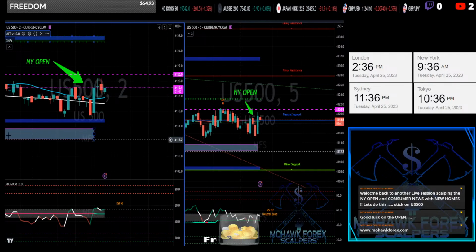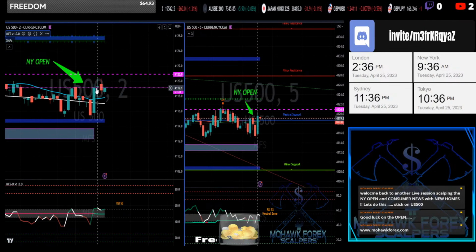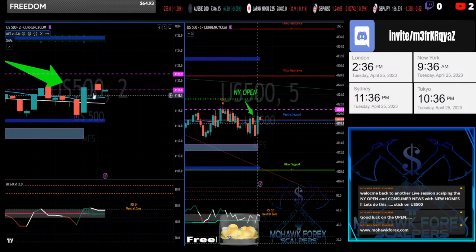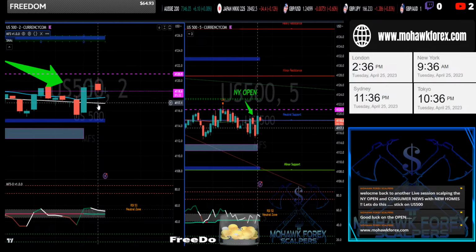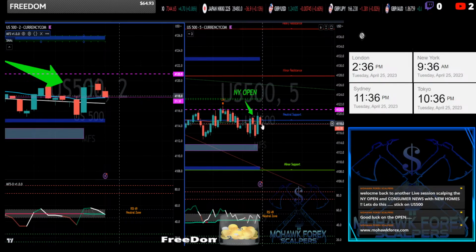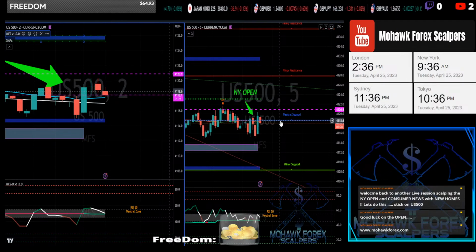Here's the push down. See, it was all about this candle here, that cross there. Look at that. You see, that's the candle you want to see, the indecision. Now we can wait and see if we break below here. Look on the 5 minute, the neutral support, the daily pivot has been broken.